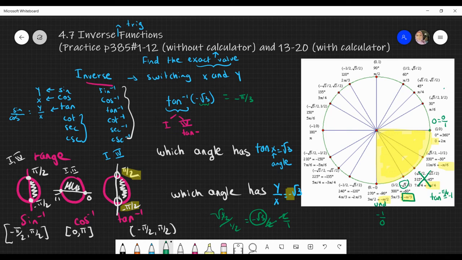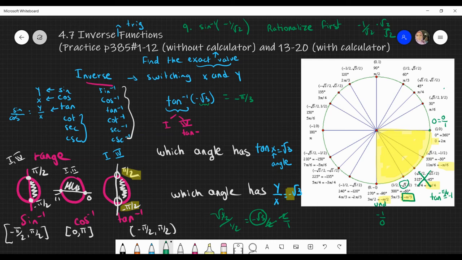Quick hints about the practice problems. There's one question, which is question 9, that has inverse sine of negative 1 over square root of 2. This coordinate does not look familiar on the unit circle. I never have a 1 over square root of 2 or negative 1 over square root of 2. This is why I need to rationalize first in order to make it look familiar. So multiply top and bottom by square root of 2.